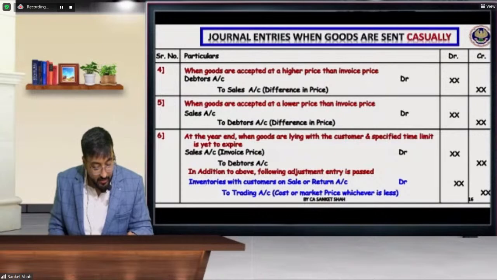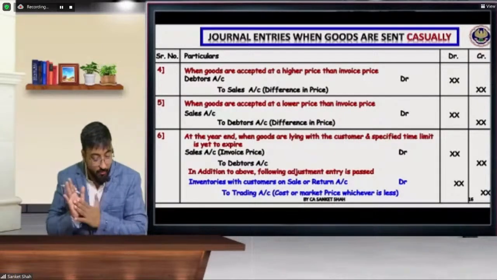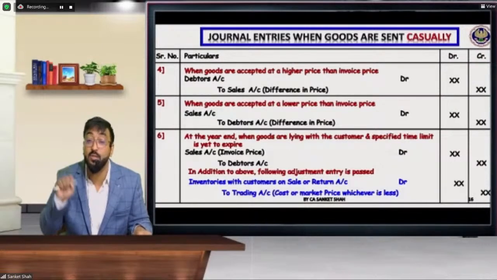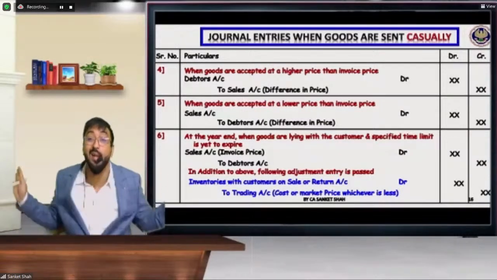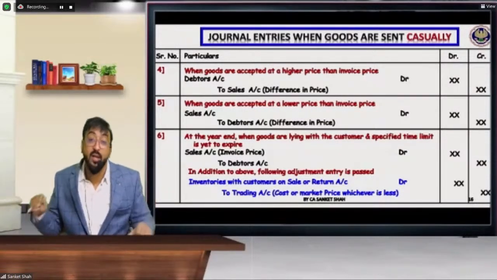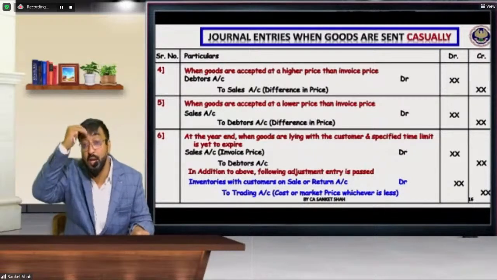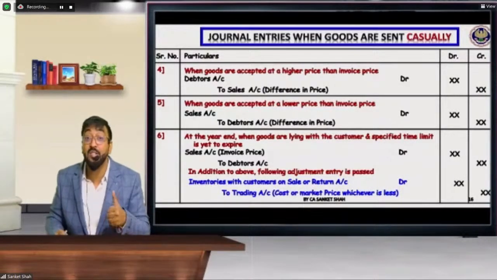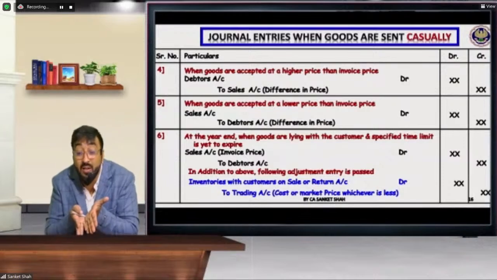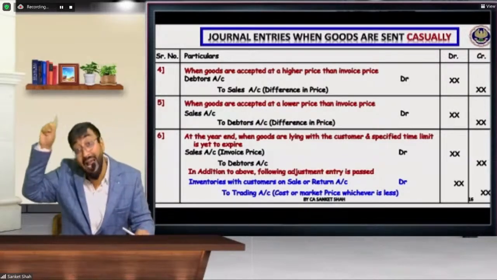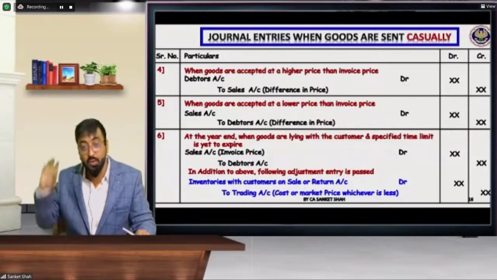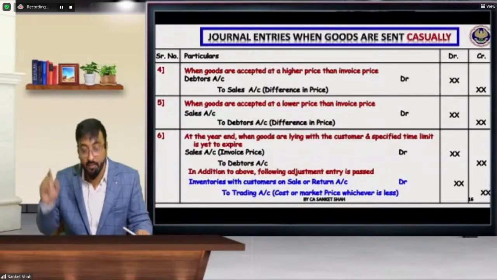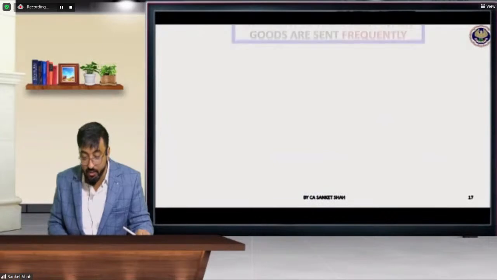In next year, what is going to happen? In next year, if he accepts goods, we will pass entry debtors to sales, because we cancelled it. If he rejects goods, we won't pass any entry. And at what price? At agreed price. Whatever price is agreed between buyer and seller, at that price, not invoice price. This is very important.